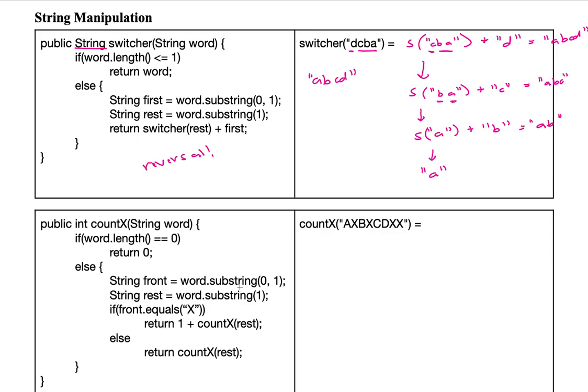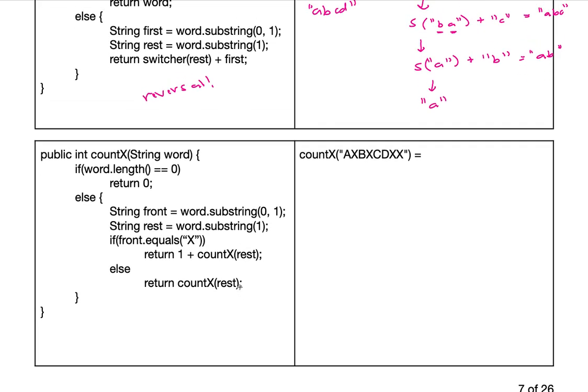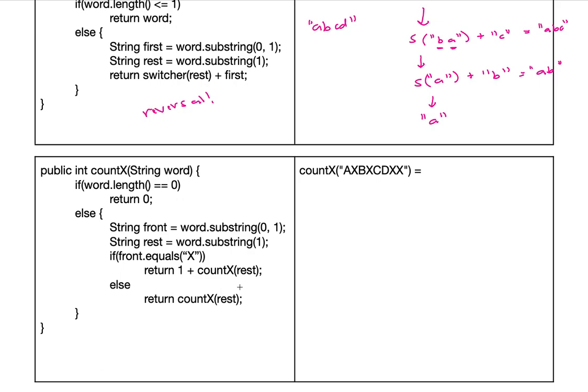Let's also look at the countX example down here. And what it has here is this function, countX. It says if the length of our word is 0, return 0. Otherwise, it does sort of the same thing as the last one, where it gets the first letter and the rest of it. And so here is our input string, A, X, B, X, C, D, X, X. So that's not 0. So once again, it's going to break up into the first and the rest.